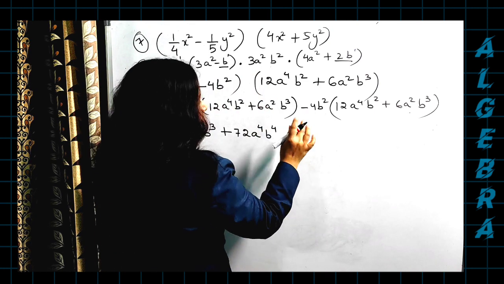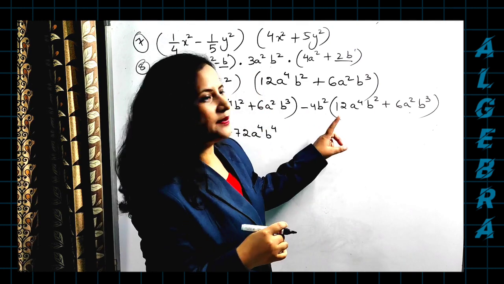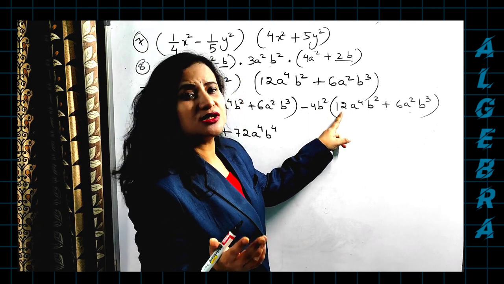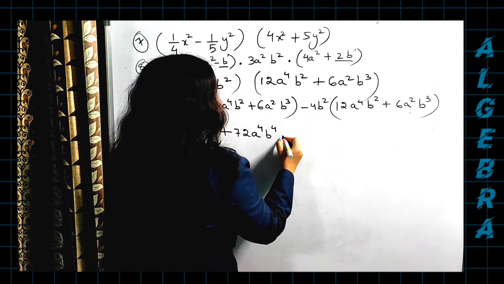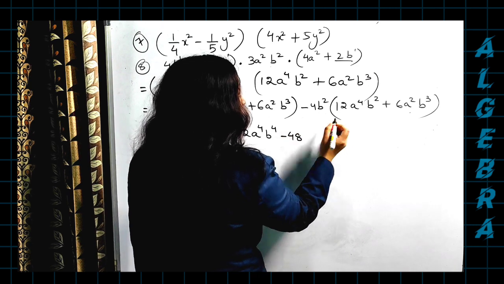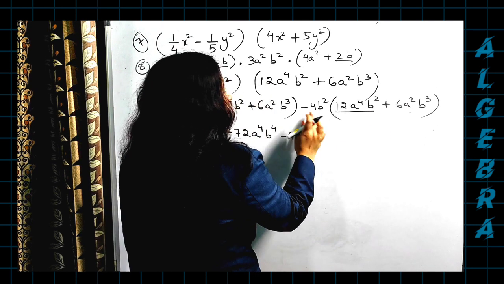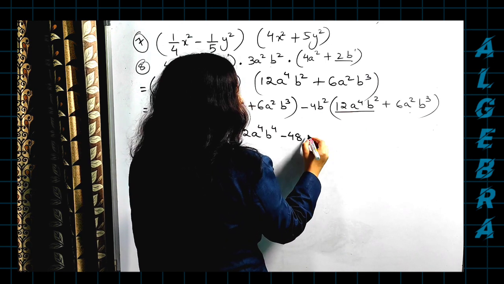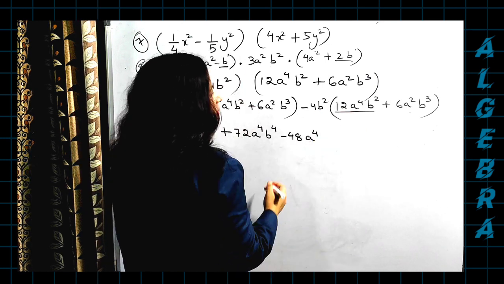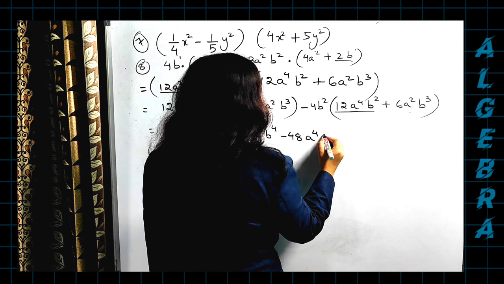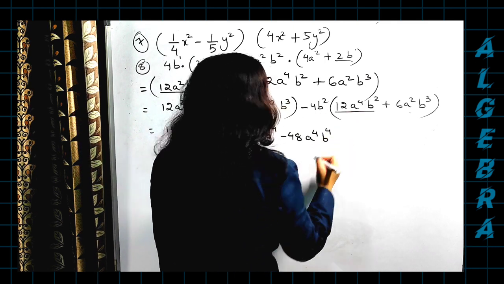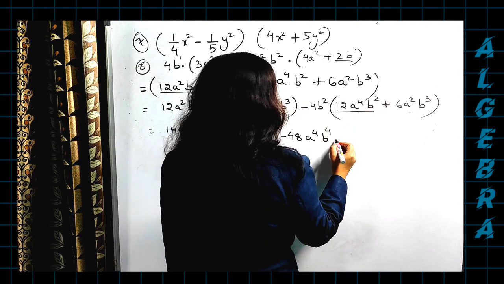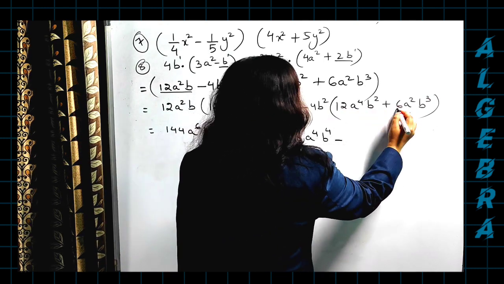So the minus sign, along with the minus sign, you will multiply. Minus 4 multiplied to 12, minus 48. We are multiplying with this now. Minus 48. Now a to the power 4 is there, but here a is not there, so just simply write a to the power 4. Now b square, both are having power 2, so the power becomes what? 4. Clear?